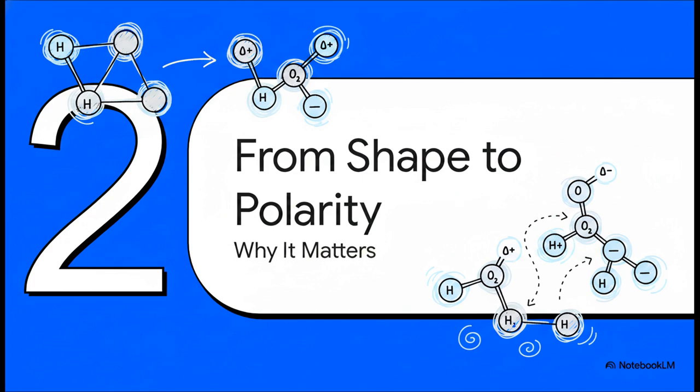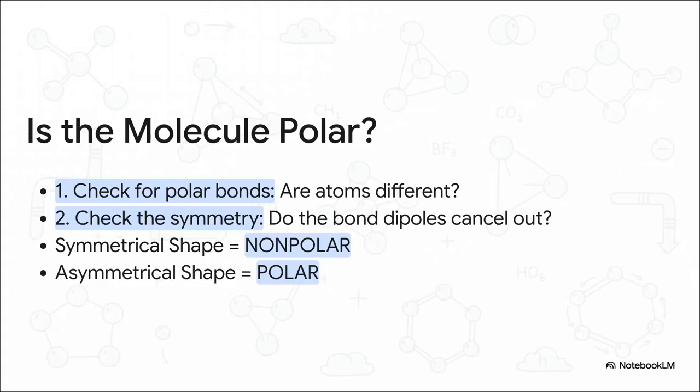Okay, so we can predict a molecule's shape. Awesome. Now for the payoff. So what? Why do we care? Well, one of the biggest properties we can figure out from shape is polarity, which gets us right back to our first question about why some molecules are sticky. Figuring out polarity is basically a 2-step check. First, you ask, are there any polar bonds in here? Meaning, do you have atoms with different electronegativities bonded together? If the answer is no, you're done. The molecule is nonpolar. If the answer is yes, then you go to step 2.